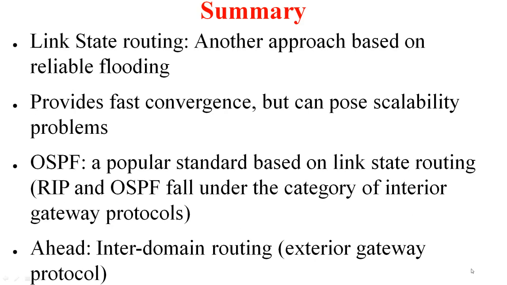So here is a summary. Link state routing is another approach to routing based on reliable flooding. It provides very fast convergence, but it can pose some scalability problems. OSPF is a popular standard that implements link state routing. Both RIP as well as OSPF fall under this category of interior gateway protocols. Up ahead, we will cover an exterior gateway protocol. This also goes by the name inter-domain routing.